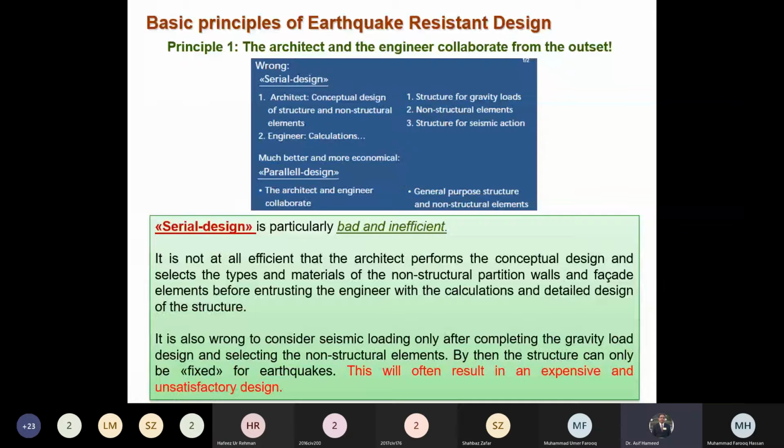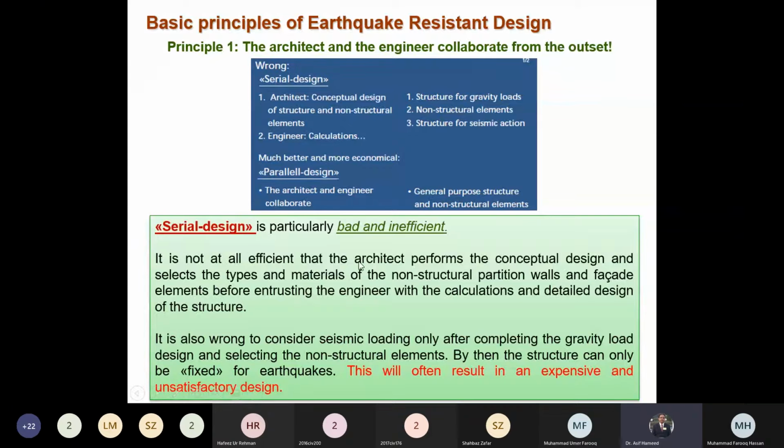These are the principles for earthquake resistant design, and these principles are very important. The first principle is that the architect and the engineer should collaborate from the outset. What is the role of the architect? What is the role of the architect and what is the role of the structural engineer? The architect shapes the conceptual, architectural design. The architect will decide about the architectural features, not about the structural components.